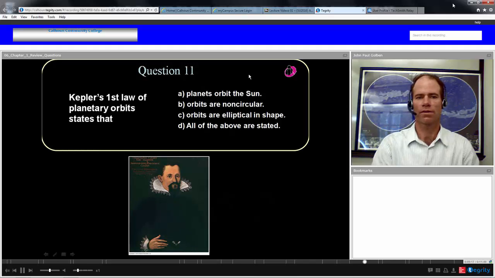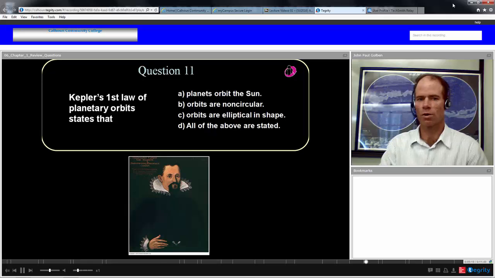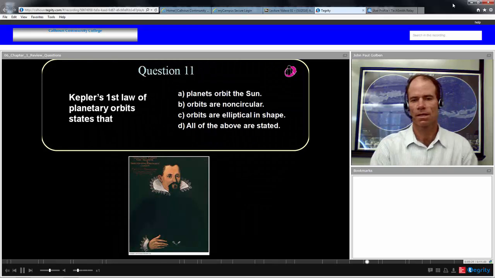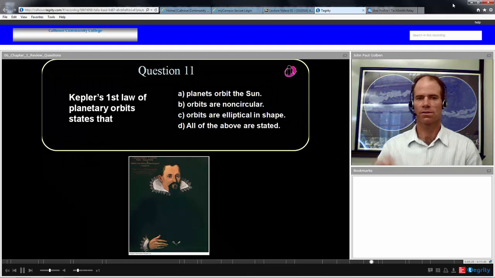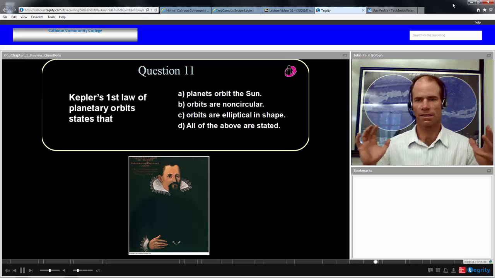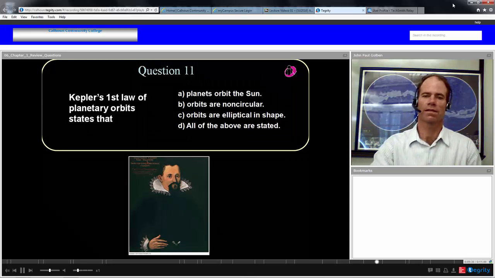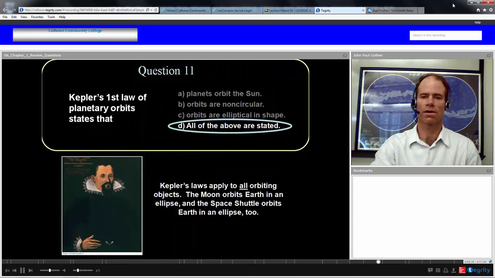Question 11. Kepler's first law of planetary orbit states that, well, his improvement over Copernicus's model was that the orbits were elliptical in shape. So his first law states that the orbits of the planets go around the sun. They are non-circular. They're indeed elliptical in shape. And so all this is stated in his first law.